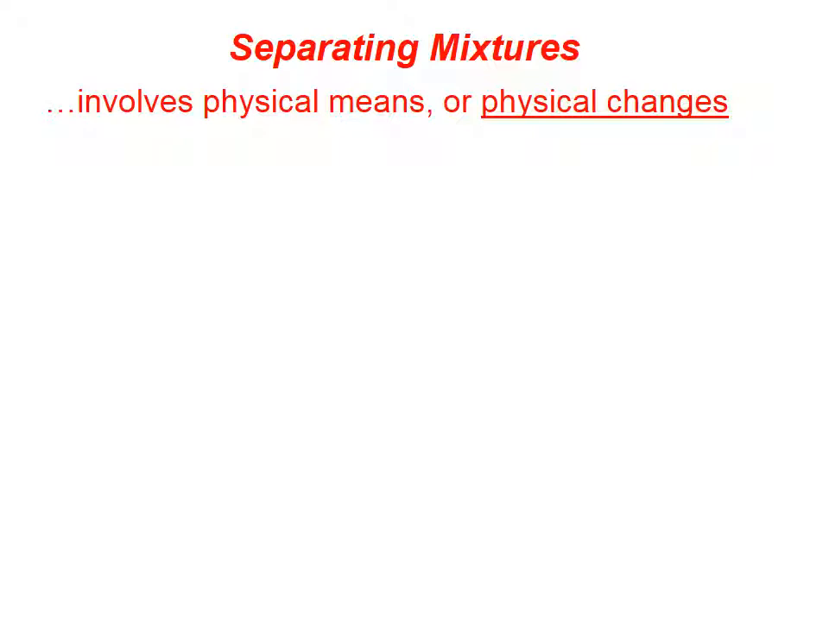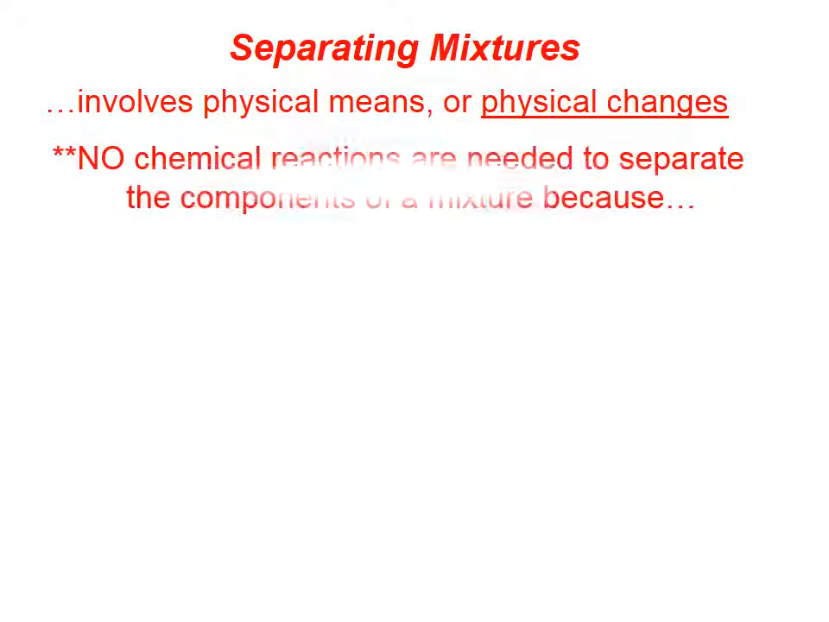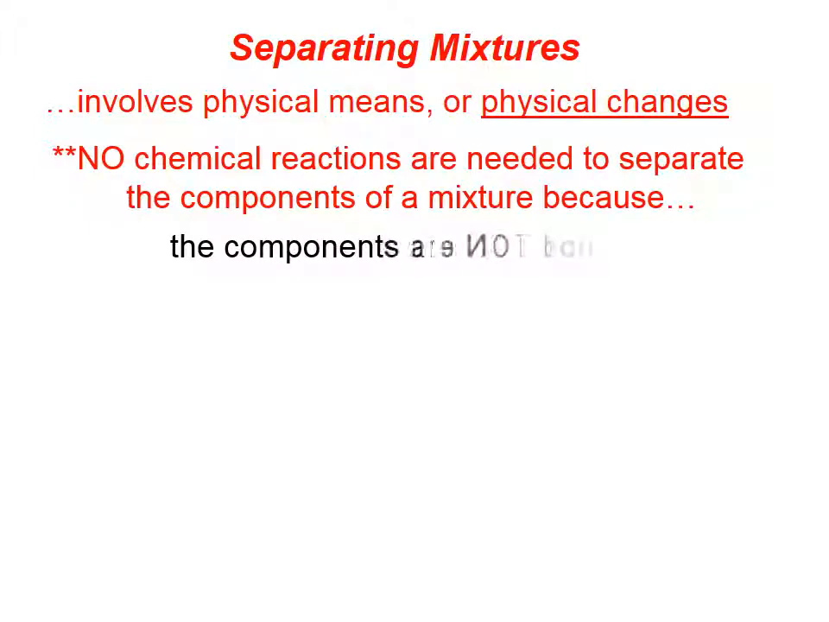Separating mixtures involves physical means or physical changes. No chemical reactions are needed to separate the components of a mixture because the components are not bonded. They're not chemically bonded to each other, so we don't have to do a chemical reaction.